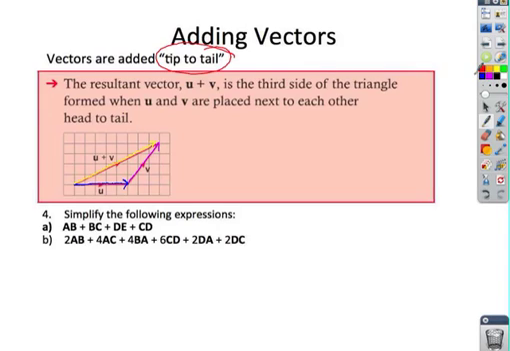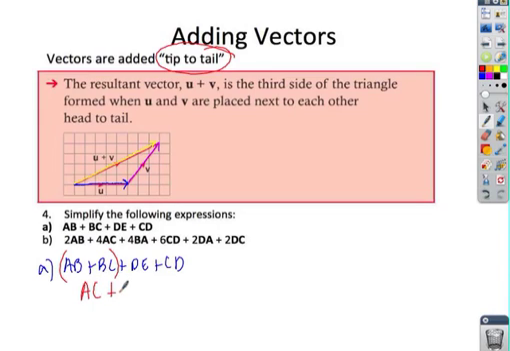Adding vectors algebraically, again, here's another question A. I'll just go over it really quick. It's AB plus BC plus DE plus CD. All right. Again, we can put two vectors together if they pass through the same letter. So it makes sense here to add AB and BC, and that's going to give us AC.